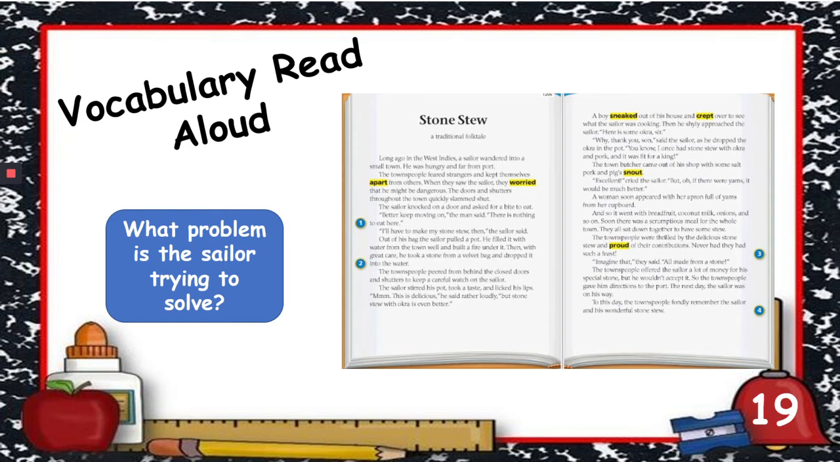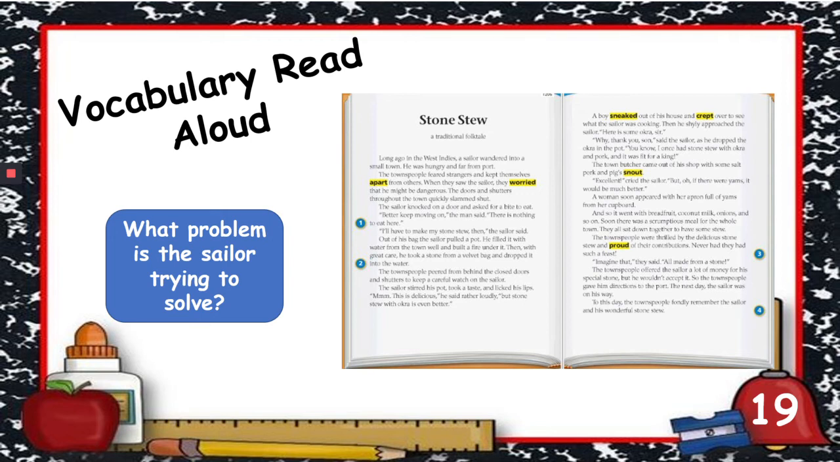Stone Stew. Long ago, in the West Indies, a sailor wandered into a small town. He was hungry and far from port. The townspeople feared strangers and kept themselves apart from others. When they saw the sailor, they worried that he might be dangerous. The doors and shutters throughout the town quickly slammed shut. The sailor knocked on a door and asked for a bite to eat.